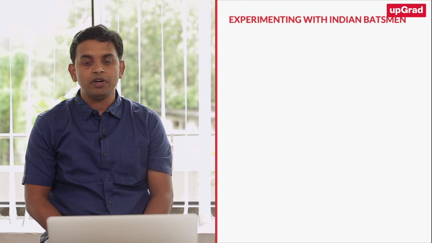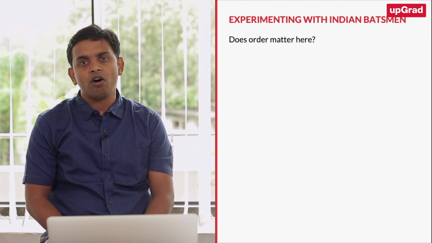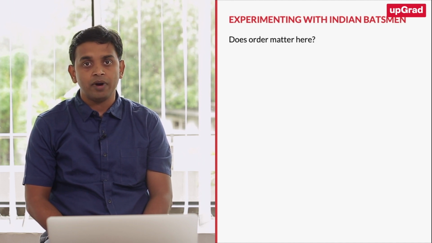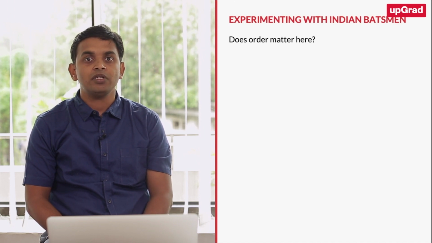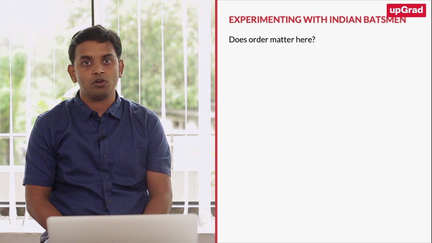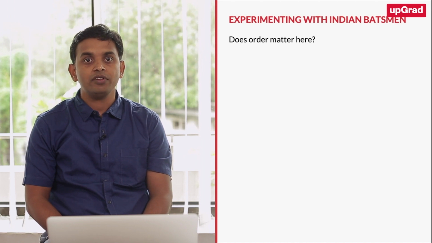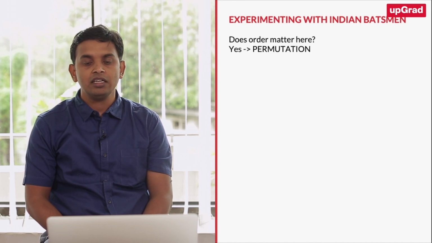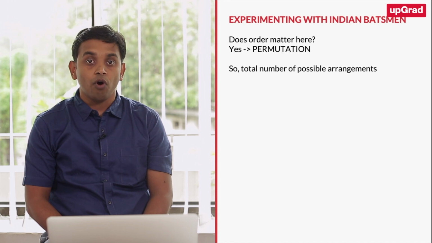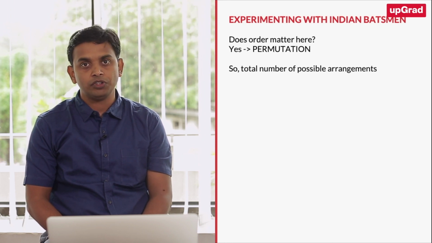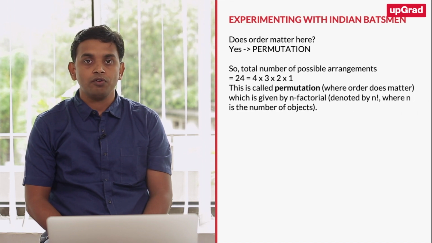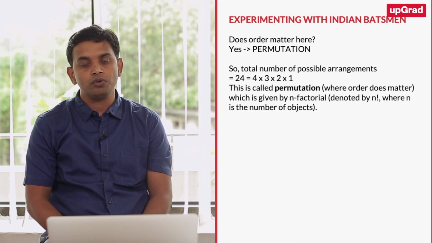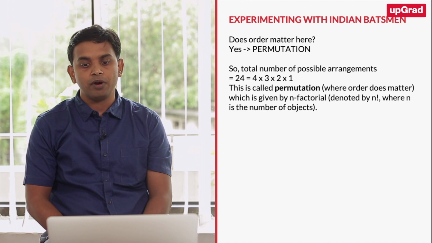Now if we experiment with this, does the order matter here? Yes, the order matters, because if one player plays after another player, there may be some pressure on the field if one player does not do well. So in how many combinations can this happen? If order matters, this is a permutation case, and the total number of possible arrangements will be 24, which is 4 into 3 into 2 into 1, and this is called permutation.